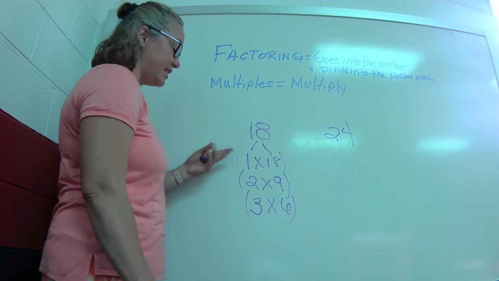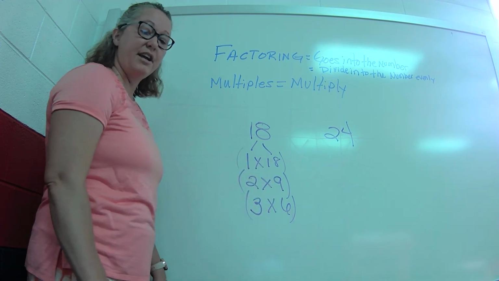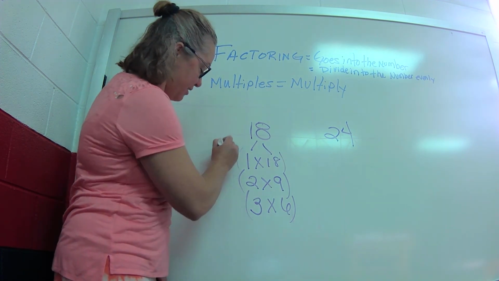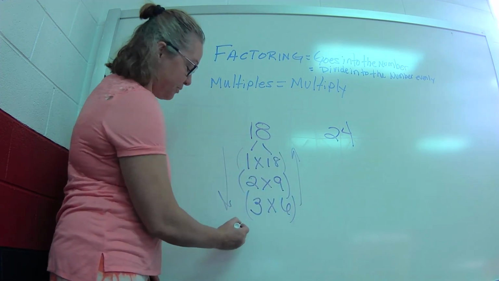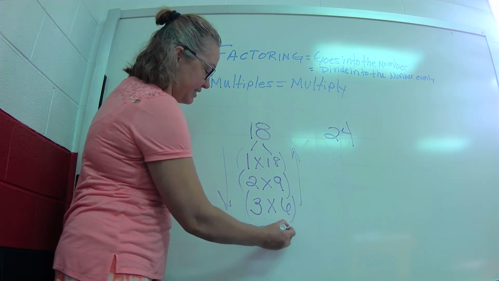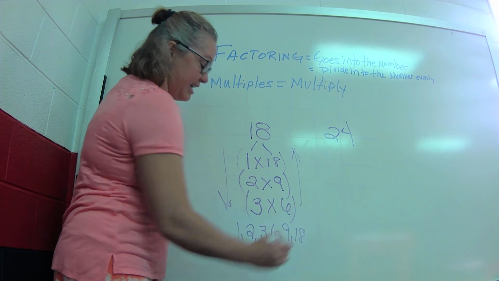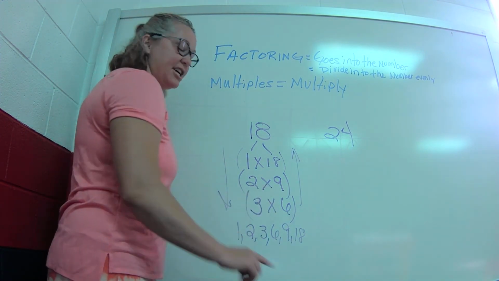So let's write, these are our factor pairs. We have 3 pairs. But now let's write our individual factors out. Let's go again. It's down and then up to keep them in numerical order. 1, 2, 3, 6, 9, 18. All right, let's factor out 24. I think you can do it. Actually, I know you can do it.